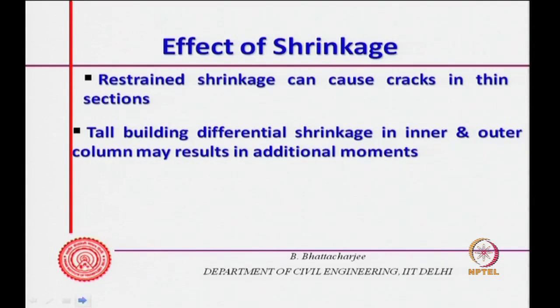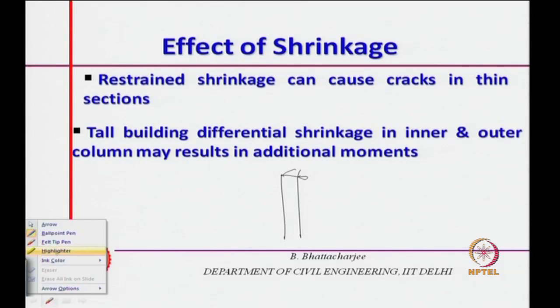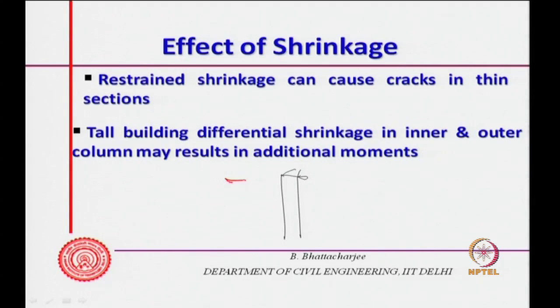So, one has to see that, and therefore this is studied for low water cement ratio systems; autogeneous shrinkage studies are important. Tall building, a very tall building: this is your outer column, let us say, and somewhere you have got inner columns. Now, drying here is different than drying here, and drying in this one, they will be different.